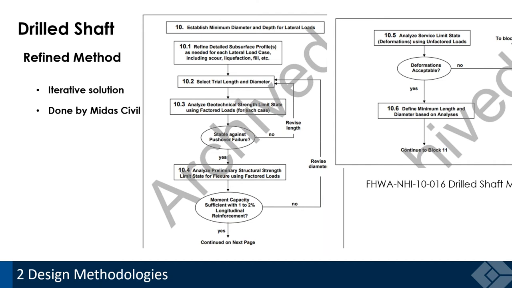Then we need to build a model to consider the soil-shaft interaction and to determine the design depth of the shaft based on the strength limit state and some displacement limitations. The displacement limitations are normally state specified. Maybe every state has different criteria. Generally, it's not universal. In most cases, the tolerable horizontal deflection is 0.5 inch.